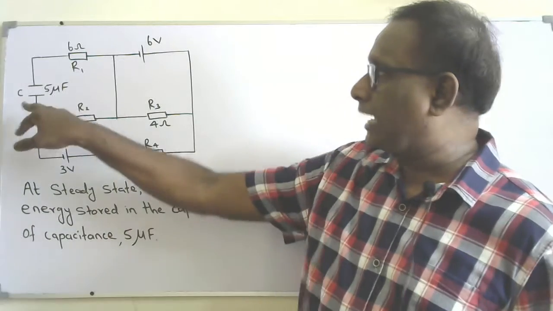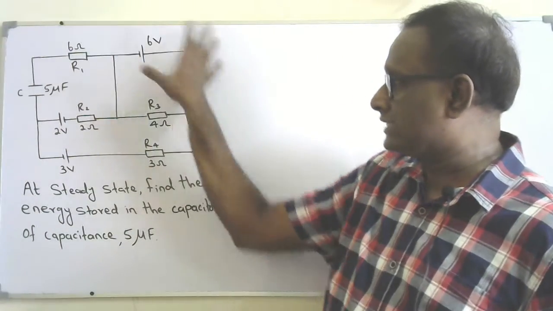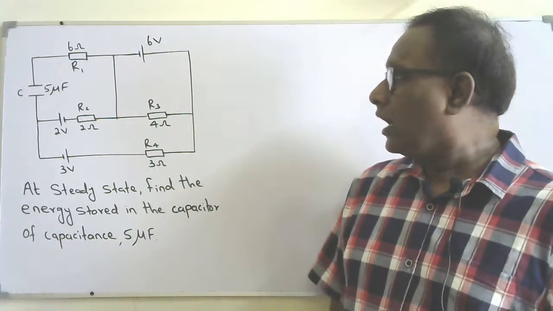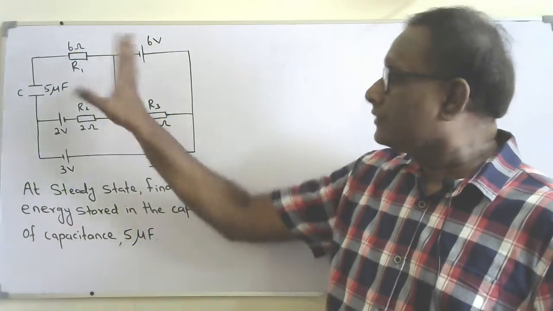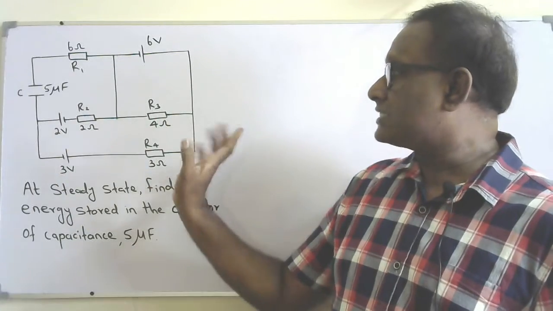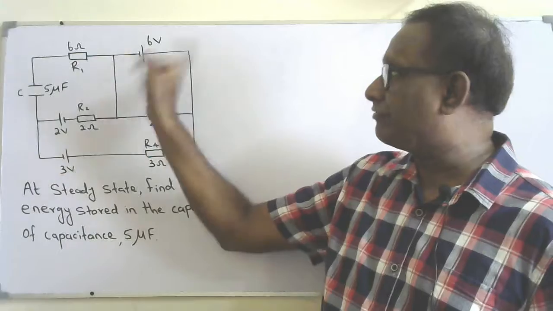In this circuit, a capacitor of capacitance 5 microfarad is connected as shown in the diagram. When you switch on the circuit, but I didn't show the switches. This circuit consists of 4 different standard resistors, R1, R2, R3, R4, and 3 different cells.